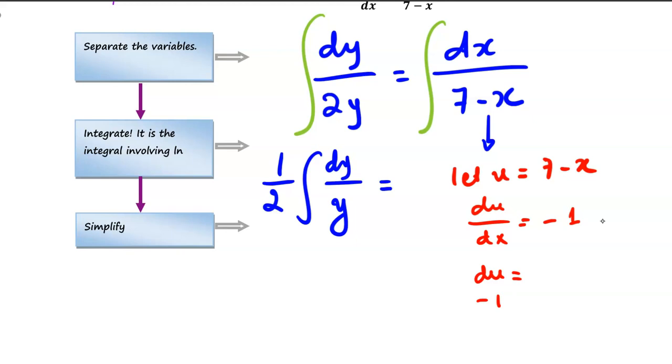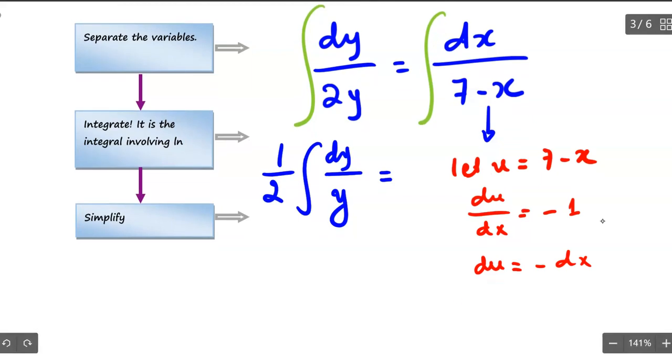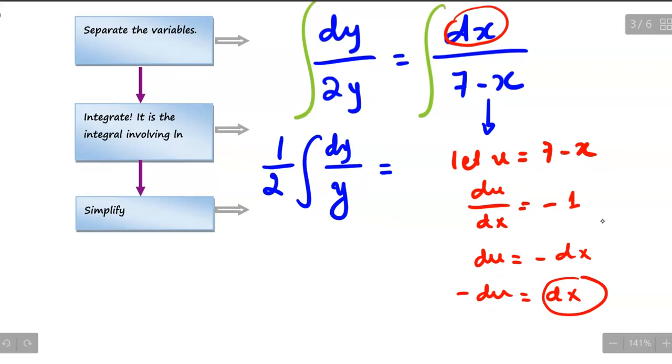I will bring this over to the other side. Then I will have this one as minus dx. Okay, but don't forget you just want the dx. So what you want to do is put negative du equal to dx. You want to match this with this, so you are going to replace the dx with the negative du.